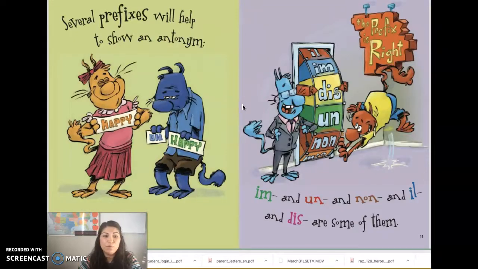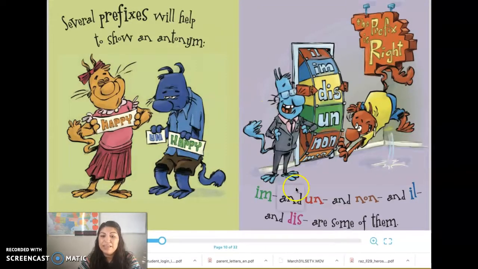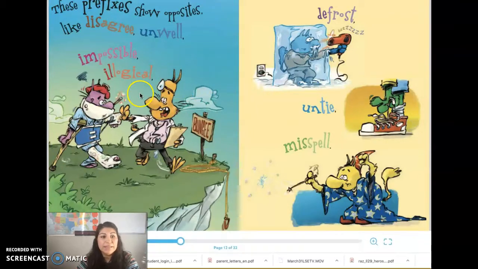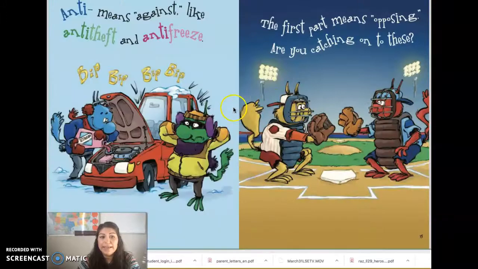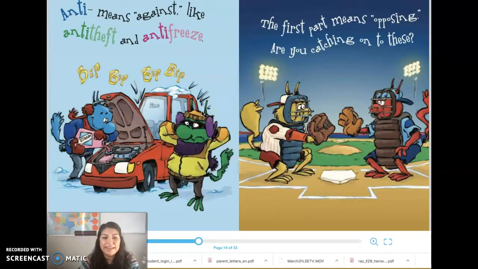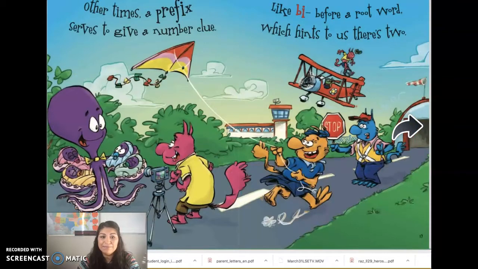Several prefixes will help to show an antonym. Im and un and non and ill and dis are some of them. These prefixes show opposites like disagree, unwell, impossible, illogical, defrost, untie, misspell. Anti means against, like anti-theft or anti-freeze. The first part means opposing. Are you catching on to these?